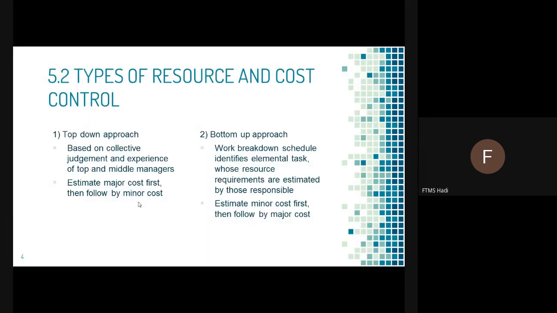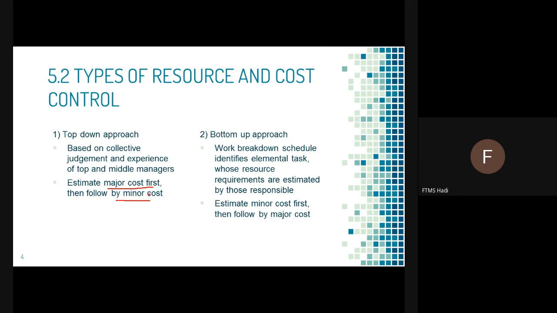Okay, here are the types of resource and cost control. There are two: top-down approach versus bottom-up approach. Top-down approach means based on collective judgment and experience by top and middle managers. So they estimate major cost first, then followed by minor cost. That means the budget is allocated to the most significant cost first, the major activities, and then the balance will be allocated to minor cost.